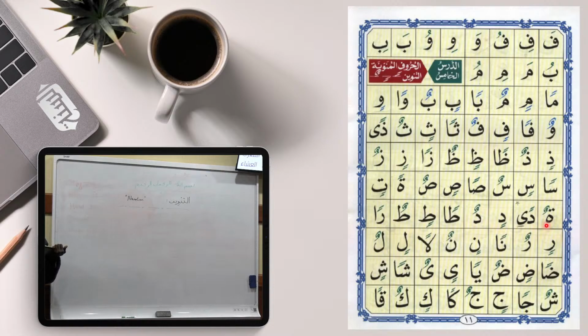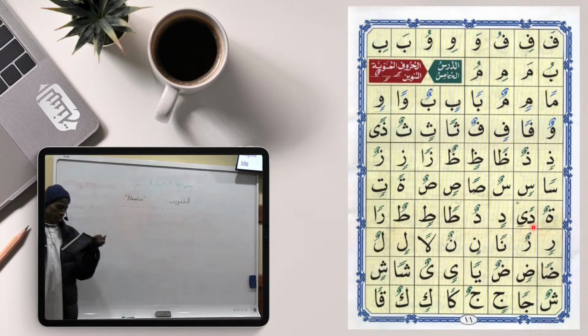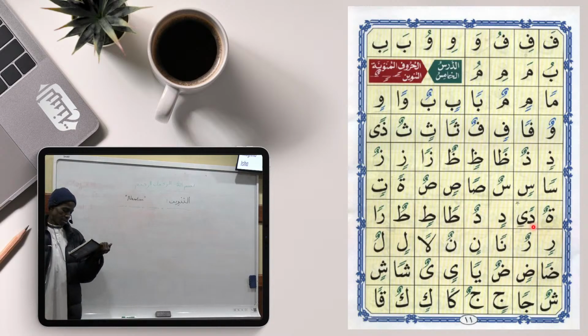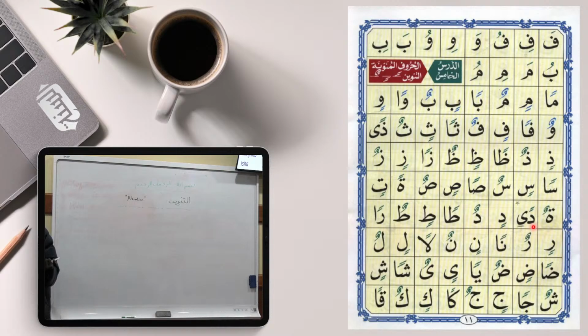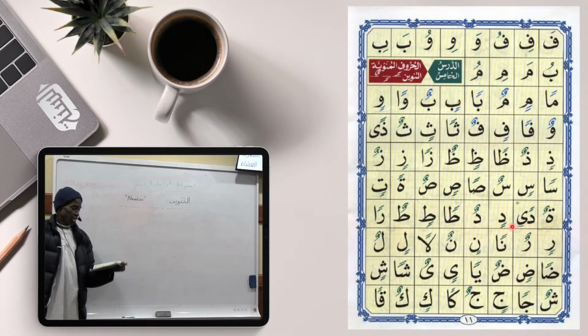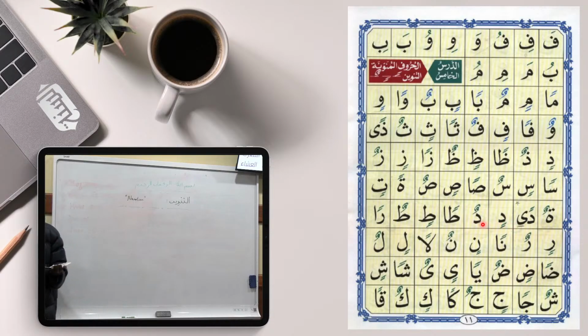Line 5. Who wants to help me with the second, third, and fourth boxes in the fifth line? Who wants to help me? Anyone? In the back. Dal fathatan dan, dal kasratan din, dal dhammatan dun, then dan din dun. Dal fathatan dan. Dal kasratan din. Dal dhammatan dun. Dan din dun.